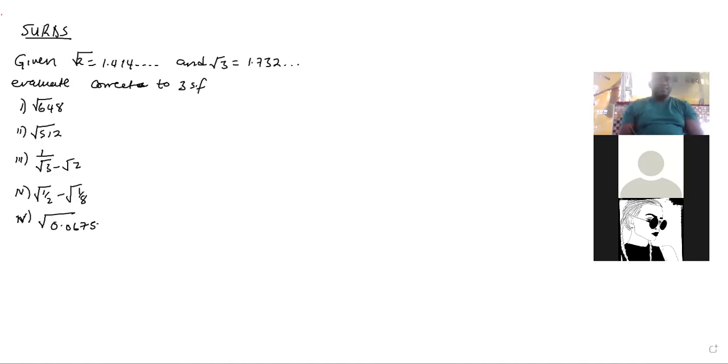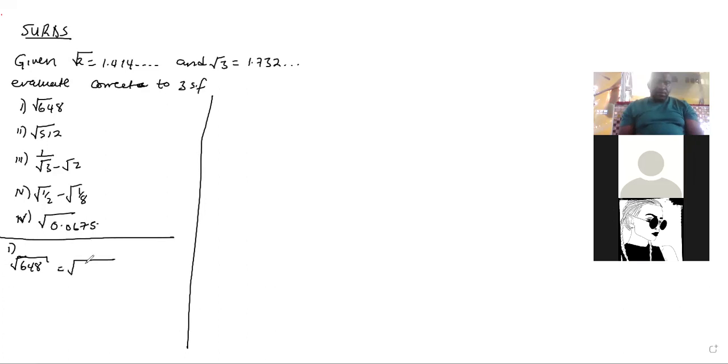With that regard, they have already given you what root 3 and root 2 are equal to. So the first one is root of 648. The root of 648 can be got from the square root of 3 times 216. Whenever they give you such variables, divide with a calculator to investigate which one of them can divide 648 effectively. For example, divide 648 by 3, or 648 by 2, and see what you come up with.